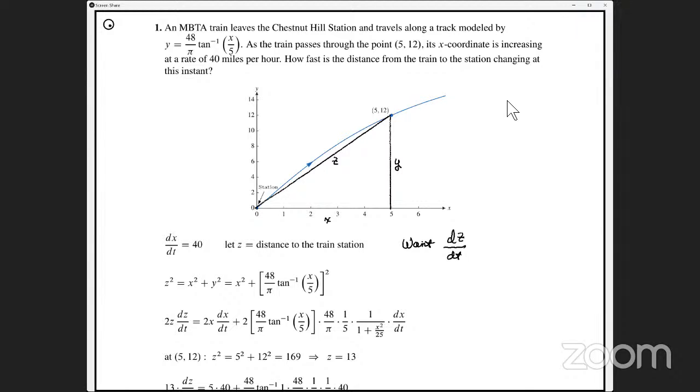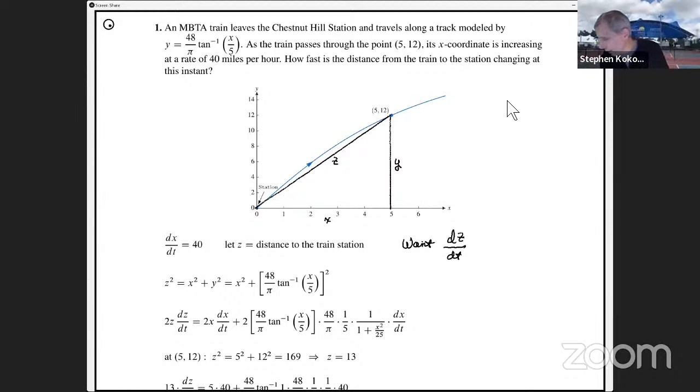Right. So, all right, I drew a picture as Tom did. If you can see that on the screen, that blue curve is the track. That's the track that the train is following. The station is at the origin, (0, 0). I'm given that the rate of change in the x direction is 40 miles per hour. So there's dx/dt. There I'm expressing the given information in terms of a rate. I'm going to let z be the distance to the train station. So there's my line that Tom drew in.